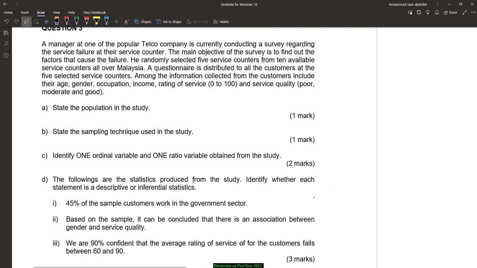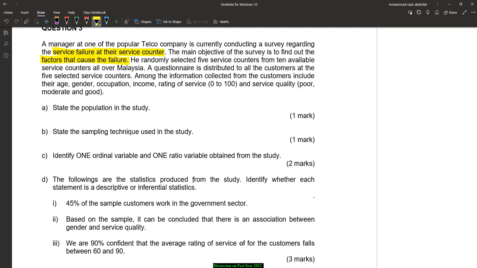So let's look at question number 3. A manager at one of the popular telco companies is currently conducting a survey regarding the service failure at their customer service counter. If you can print the question for an assessment, print it and do the highlighting, then you can see the key points. The main objective of this survey is to find out the factor that causes failure.